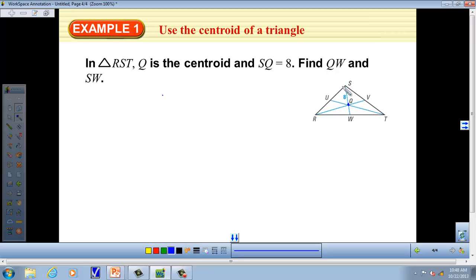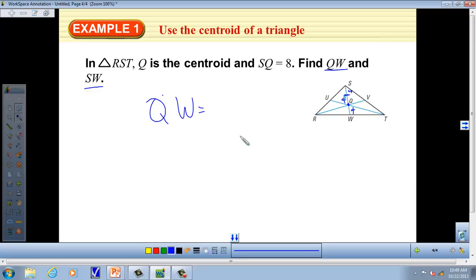And the relationship between these lines SQ and QW and the whole thing: we know that SQ is going to be 2/3 of the length of the whole thing, and that makes QW 1/3 of the length. So what I tend to do if I want to find QW and SW is I just cut this in half, and since this is 2/3, that makes each piece 1/3. And since S to Q is 8, that means this length is 4, that length is 4, and then QW is also 4. It makes it pretty easy to figure out the lengths.